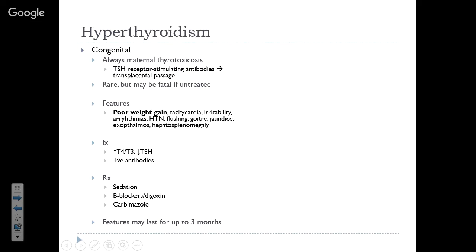So, hyperthyroidism, generally it's always maternal because of the transplacental passage of the antibodies. Clinically, they might present with poor weight gain, along with tachycardia, irritability, and the other classic hyperthyroid symptoms. Again, investigations, TFTs. Treatment is much the same again: beta blockers for symptomatic control, carbimazole, so anti-thyroid medications, and sedation in some cases if they're particularly irritable.